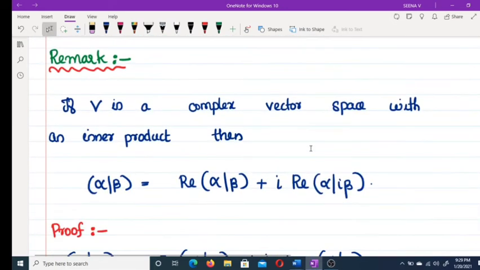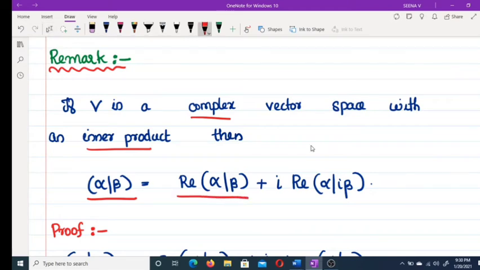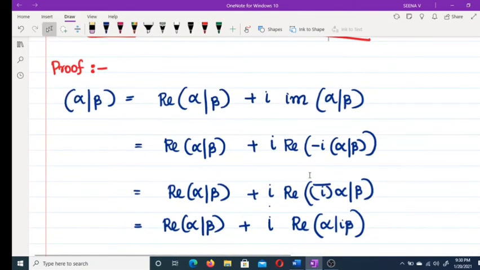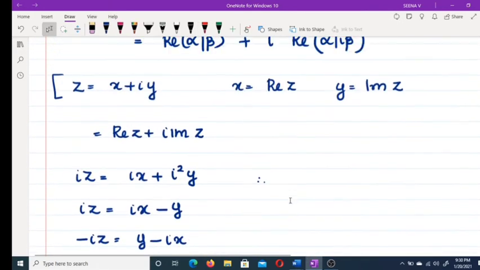Now we are going to prove one remark. If V is a complex vector space with inner product, then inner product of alpha and beta is equal to real part of inner product of alpha and beta plus i into real part of inner product of alpha and i beta. Okay. So what is actually inner product of alpha and beta? This is real part of inner product of alpha and beta plus i into imaginary part of inner product of alpha and beta.